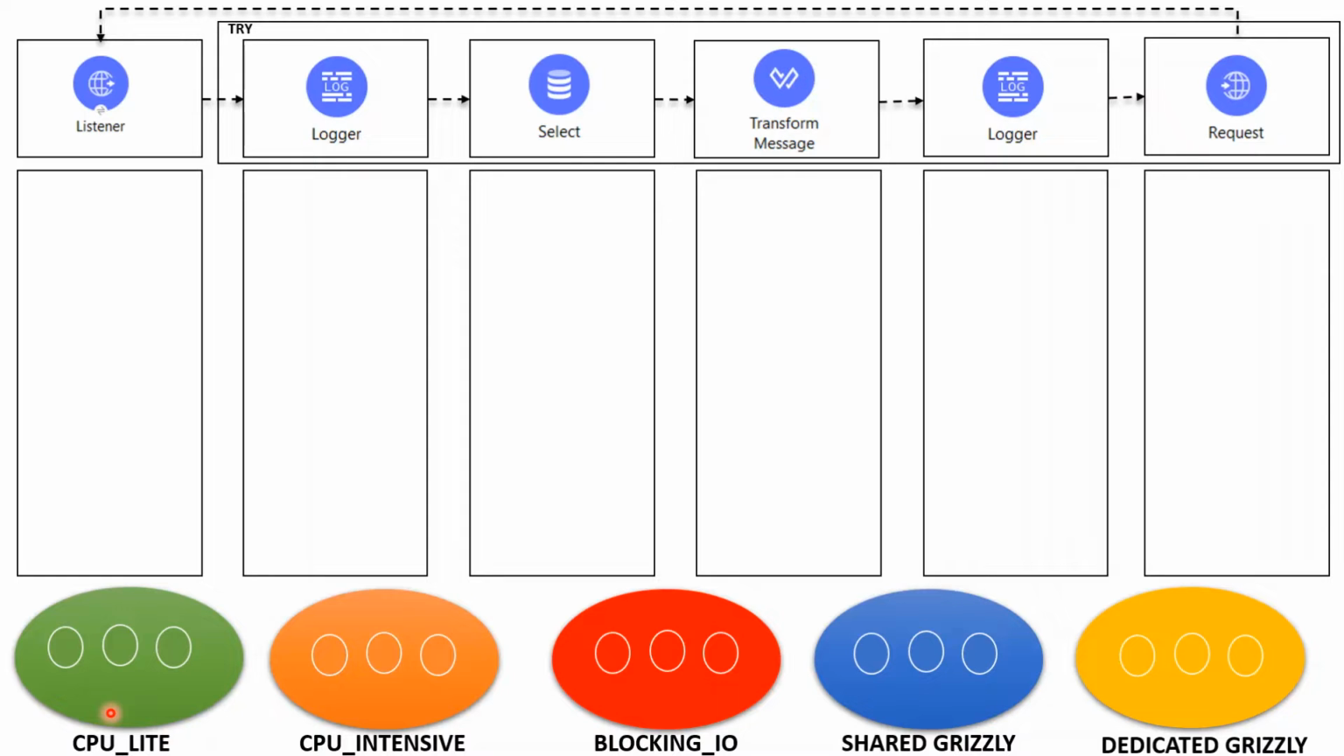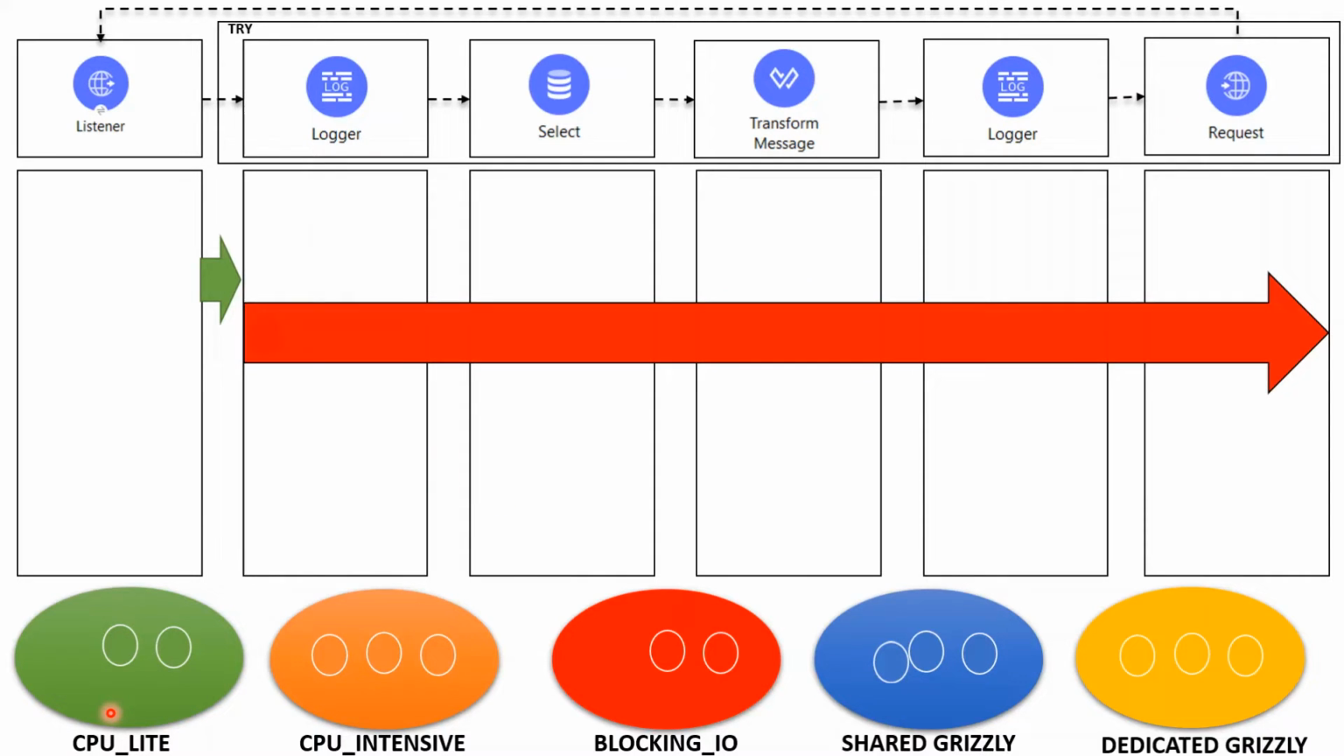So suppose we receive an HTTP request on a listener. It will be taken care of by the shared Grizzly, and the handover from the listener to the actual Mule flow is done by a CPU light thread, and the Mule message comes to our flow. Now the thread of shared Grizzly goes back, and a new thread is picked up from the blocking IO, and the blocking IO itself will do the whole transaction, as opposed to the previous approach where there is constant context switching between the threads.